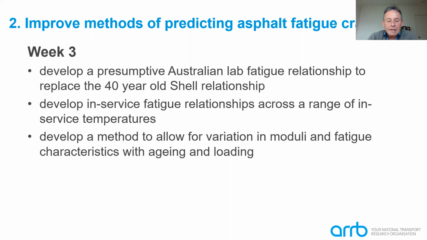Another significant limitation for our prediction method is that we don't allow for the variation in moduli and fatigue characteristics with aging and loading. We use initial modulus values and initial fatigue characteristics to predict performance over 30 or 40 years. And we know that these characteristics change with time and with loading. And it would be beneficial to be moving to a method that recognises the changes in these properties with time rather than using single values.